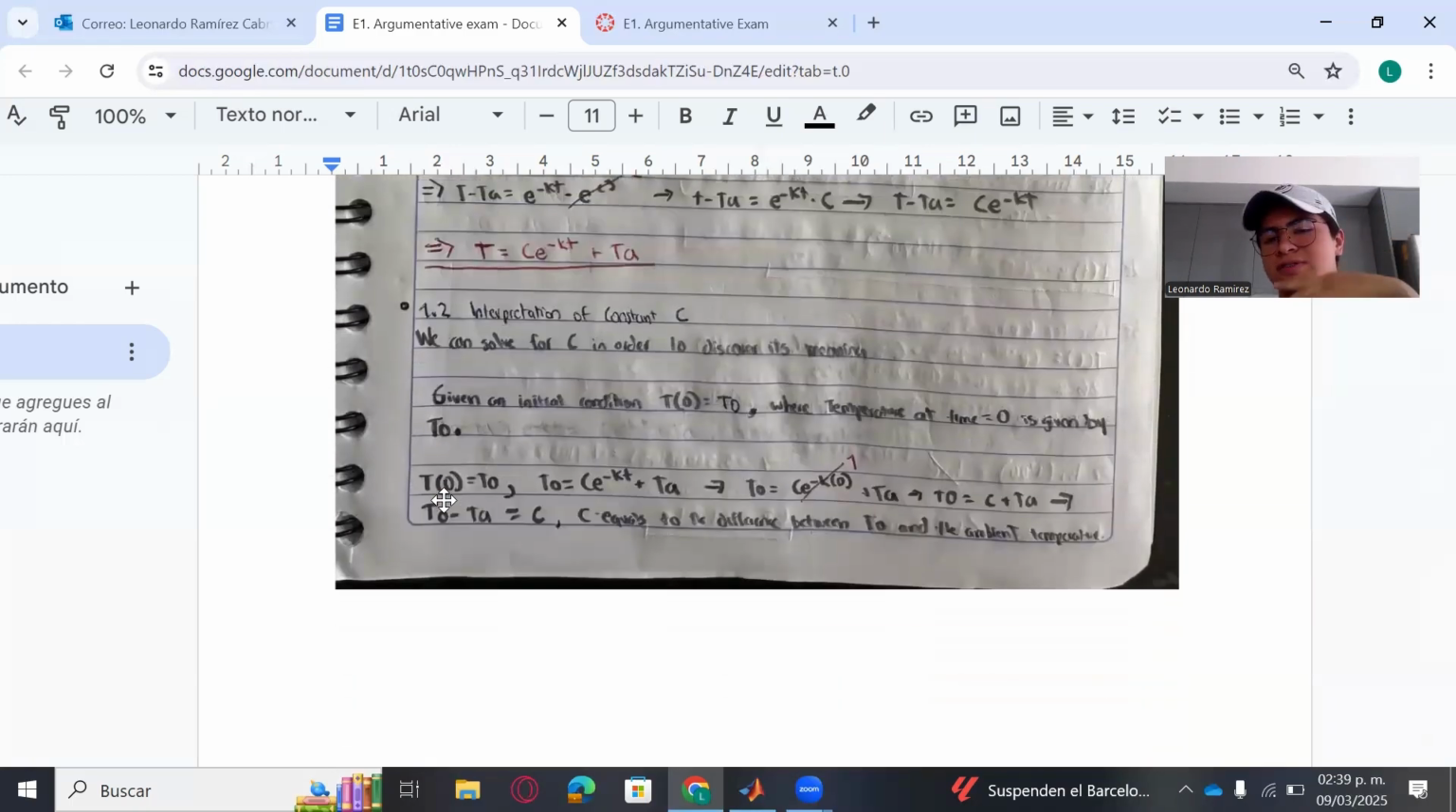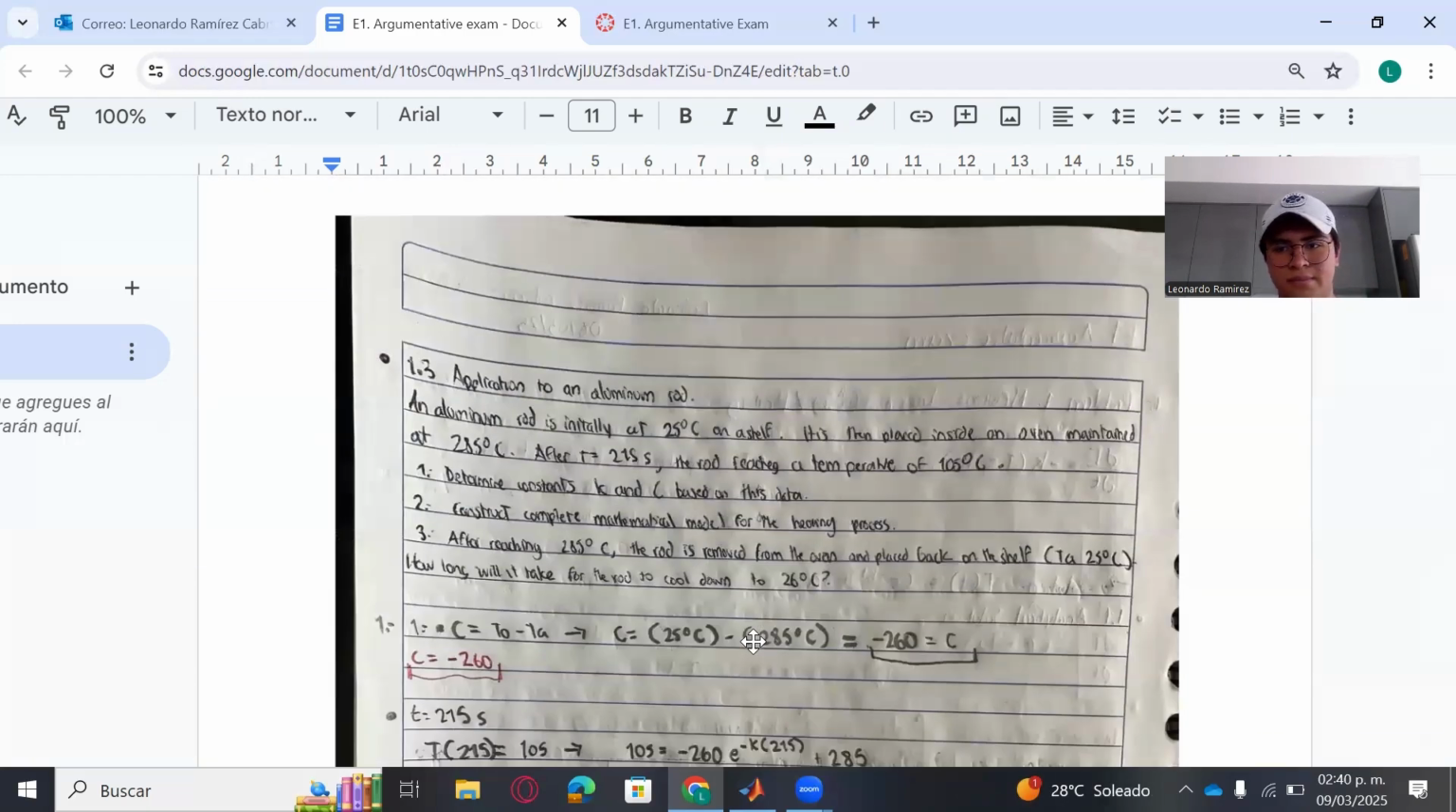So now let's try to understand what C is. We can solve for it in order to discover its meaning. Given an initial condition, the temperature at time 0 is given by T0. If we put that in our model, the exponential function becomes 1 since it is raised to 0, and we end up with C equals T0 minus Ta, which is the difference between T0 and the ambient temperature of the problem.